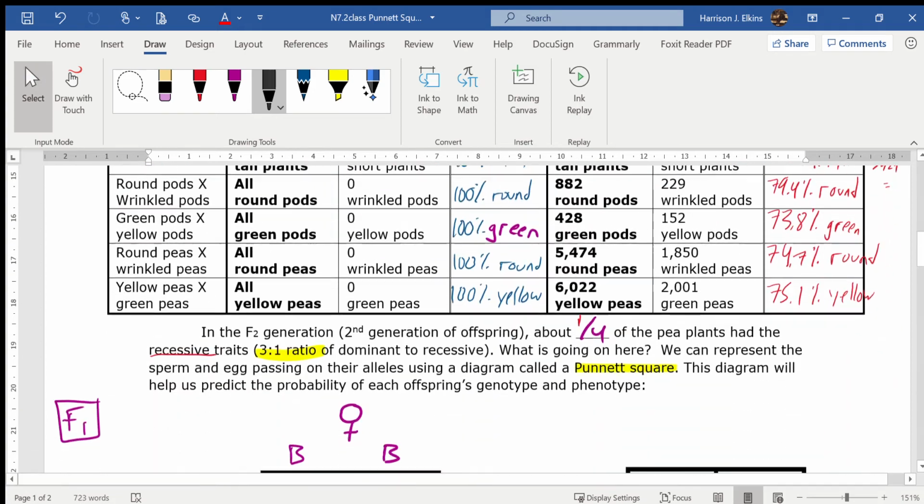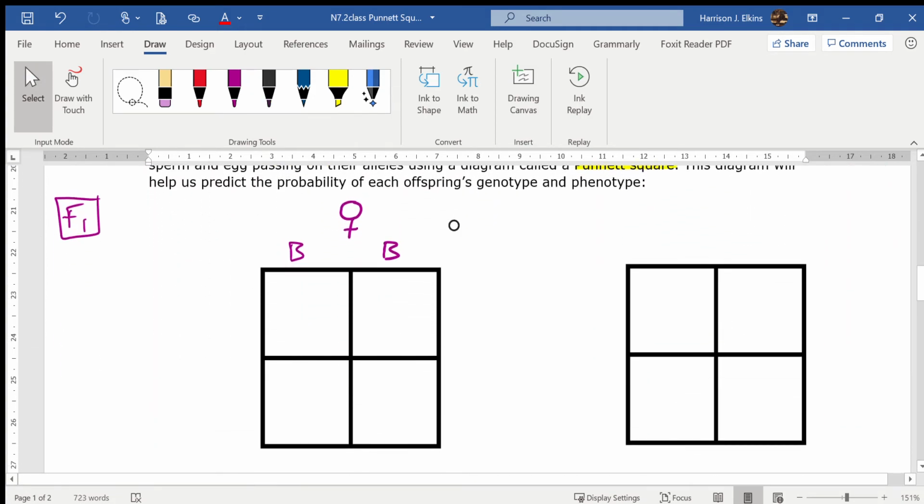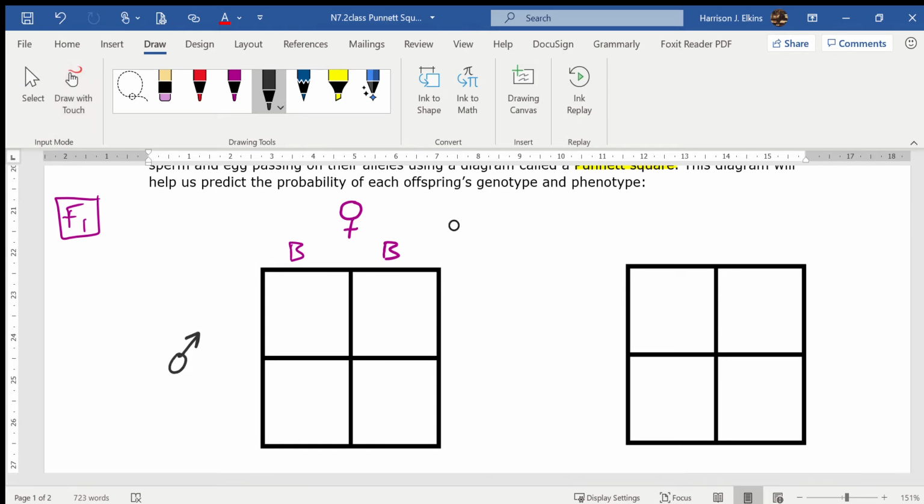So if I go down here, how am I going to represent that? Female's at the top. I'm going to put the male to the side. So this is the white flower. I'm crossing the white flower with the purple one. I'm going to put a little b and a little b. So this is my genotype. On one of the chromosomes, I have the capital B dominant allele. On the other chromosome, I have the capital B dominant allele. This is for flower color.